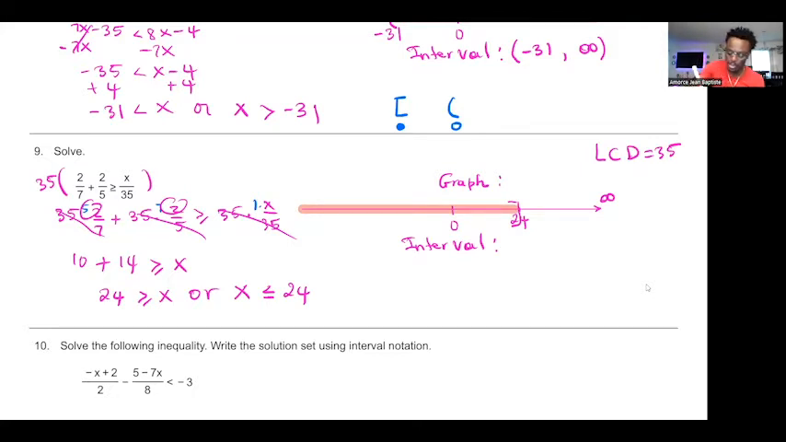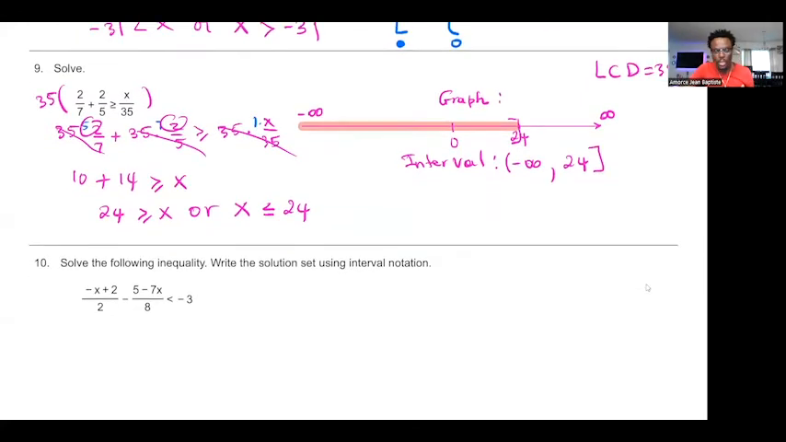And now looking at this graph, you can give your solution set from left to right, please. So from left, negative infinity, and it goes all the way to 24. What do you see on 24? Was it a bracket or parenthesis? It's a bracket.